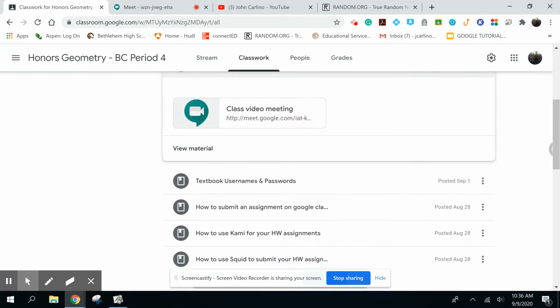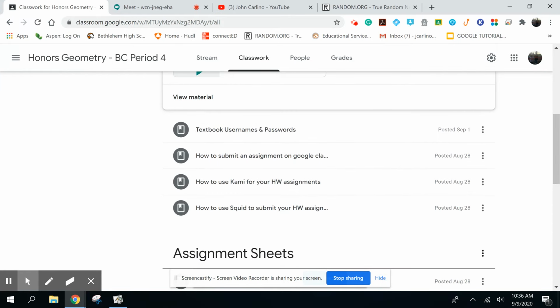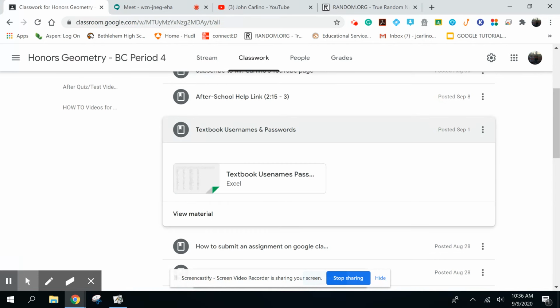What else do we have on here? If you are not able to log into your Connect ED, the textbook, because maybe you just forgot your username or password, or you're just having trouble, that's what this file is for right here, is all your textbook usernames and passwords. And then you can sign up to get the actual geometry textbook.